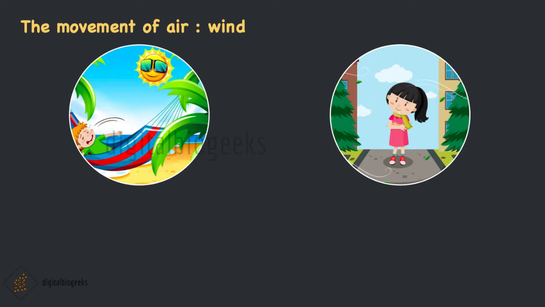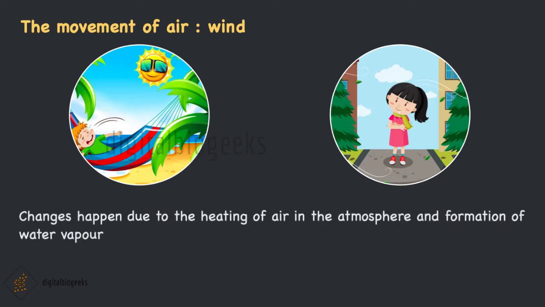Same way, if we get rain after a few days of hot weather, we feel rejoiced. If you listen to the weather forecast, you will realize that some days there will be occurrence of rain and other days have gentle breeze and some other days of the year we might have terrible storms. But have you ever wondered what could be the cause of these different weather conditions? These changes are happening due to the heating of air in the atmosphere and the formation of water vapor.